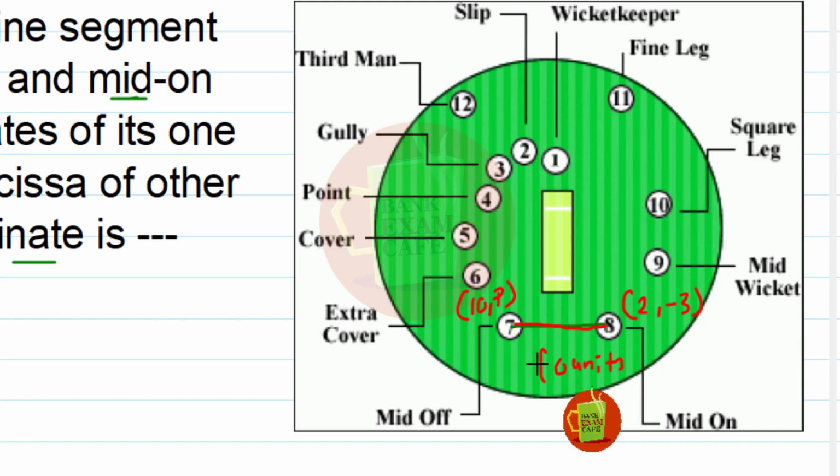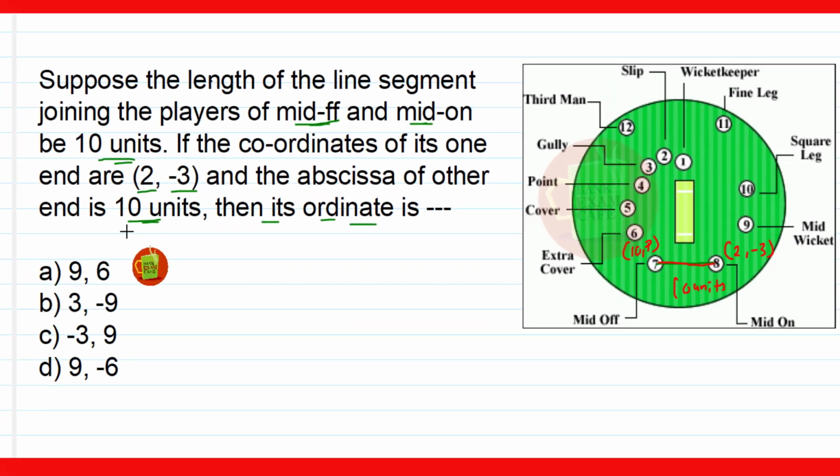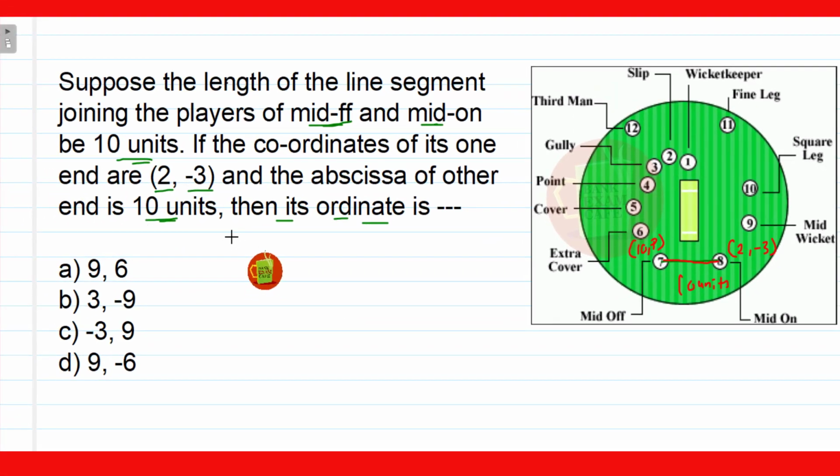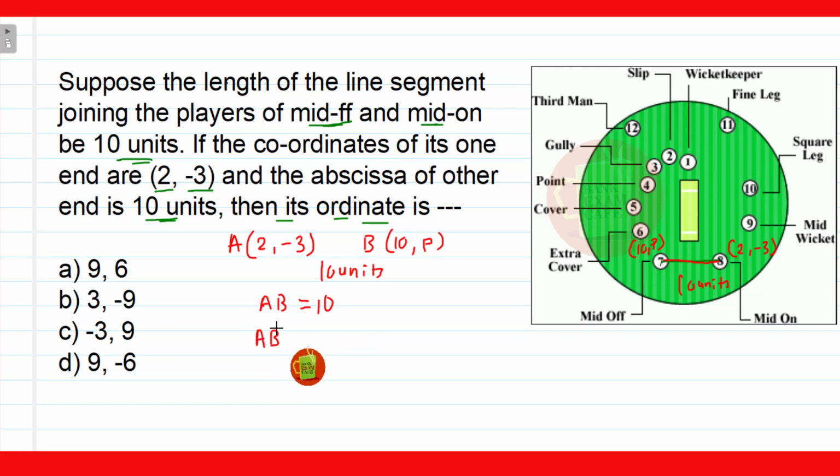The same way we have solved in the previous question, you have to find the y coordinate of the mid off position. X coordinate is given as 10, and so here let A be 2, minus 3, and the B point will be 10, P, and the distance between these two is given as 10 units. So AB is given as 10 units. So AB square will be equal to 10 square, that is 100.